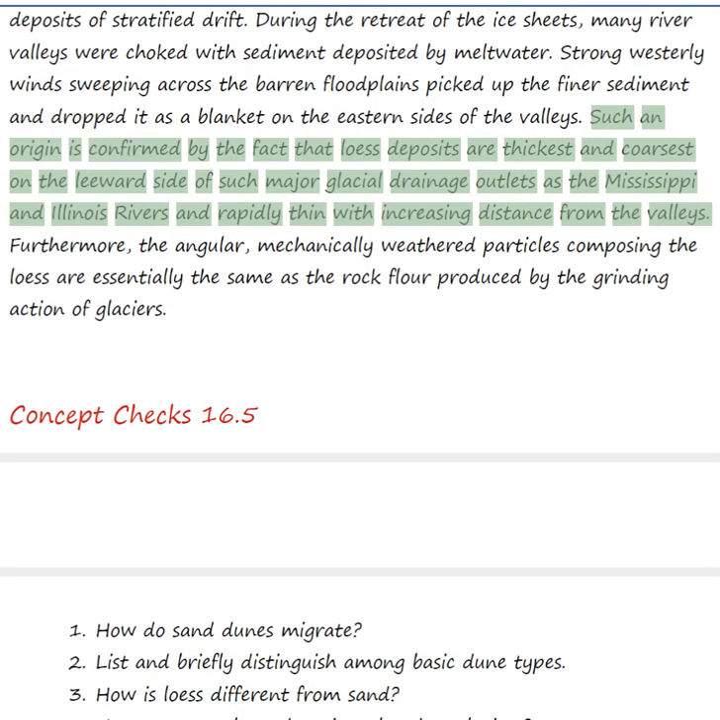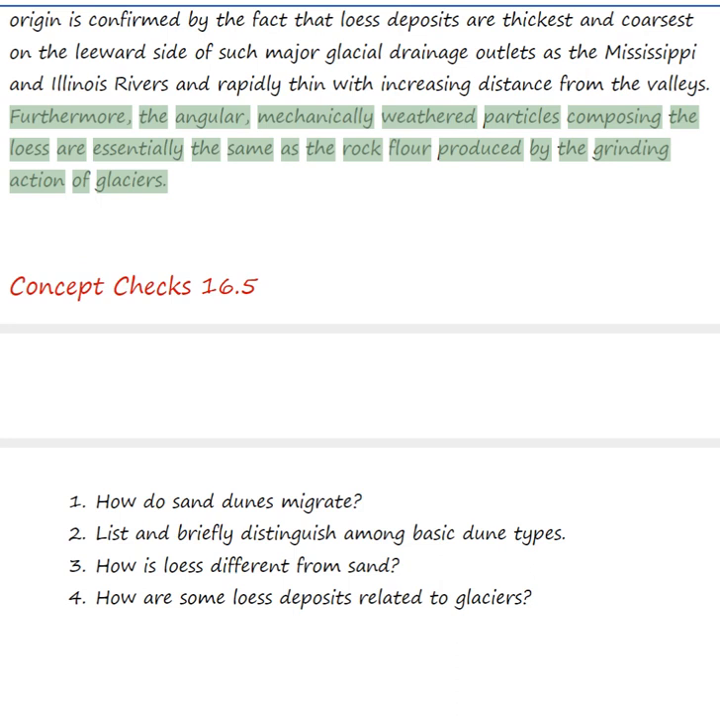Such an origin is confirmed by the fact that loess deposits are thickest and coarsest on the leeward side of such major glacial drainage outlets as the Mississippi and Illinois rivers and rapidly thin with increasing distance from the valleys. Furthermore, the angular, mechanically weathered particles composing the loess are essentially the same as the rock flour produced by the grinding action of glaciers.